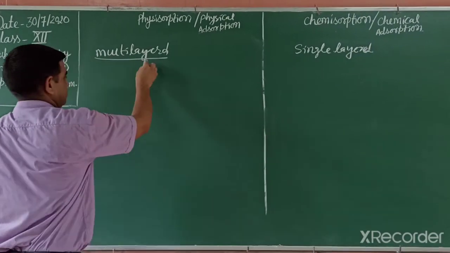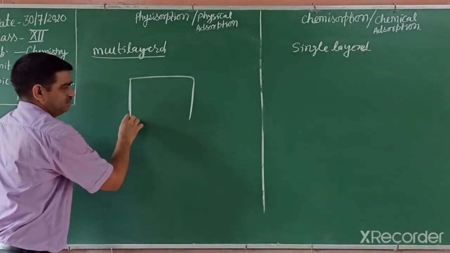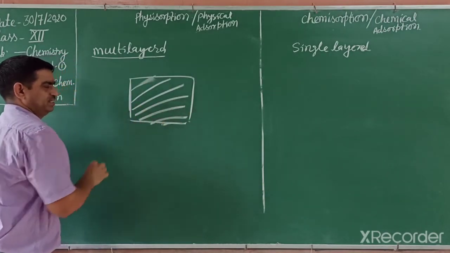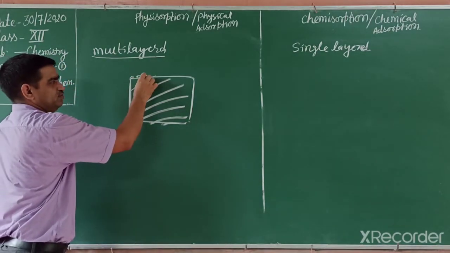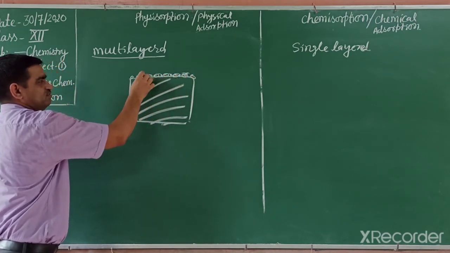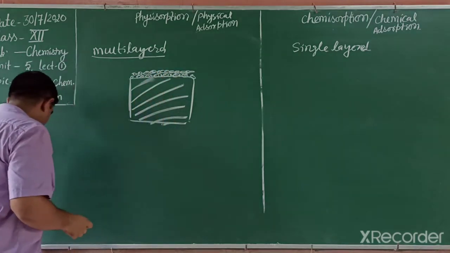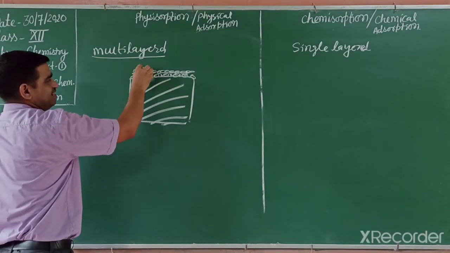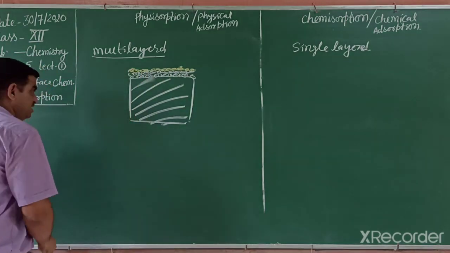How can we explain this? Suppose this is an adsorbent, such as alumina or silica gel. Suppose you apply pressure, what happens? One layer is formed, as gaseous molecules occupy the surface. Then another layer occupies the surface. Like this. If further pressure is applied, another layer also occupies the surface. So this is known as multilayered.